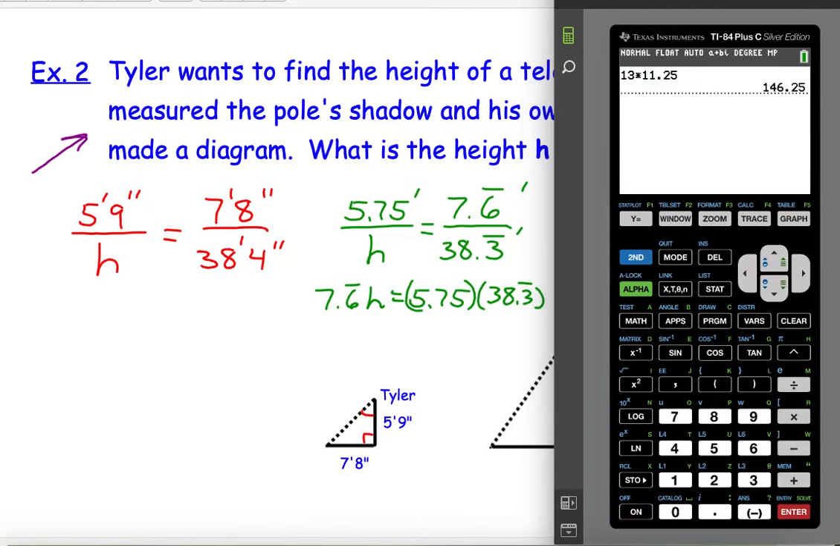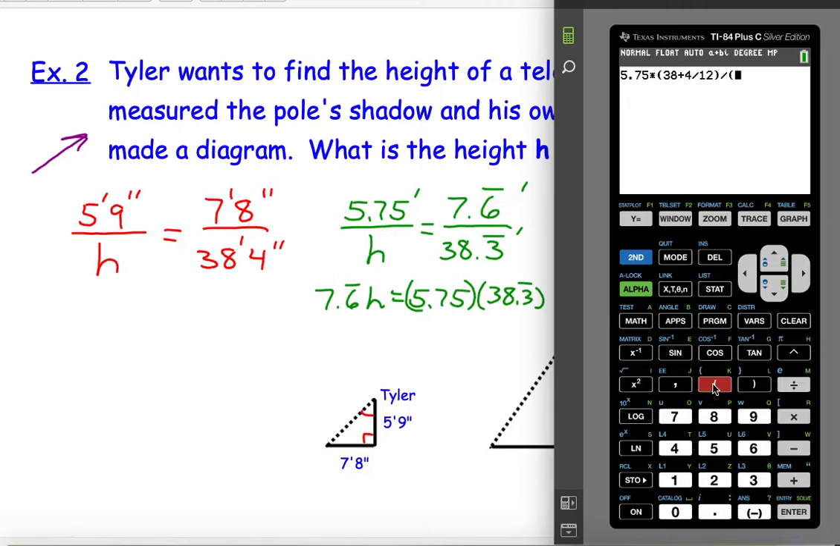And how's that going to work? Well, 5.75, that's easy enough, times, now 38.3, I guess I could just put 38 point and a whole bunch of threes, or maybe I could do 38 plus 4/12. That's the same as 38.3 repeating. And then I'm going to divide all that by 7.6 repeating.